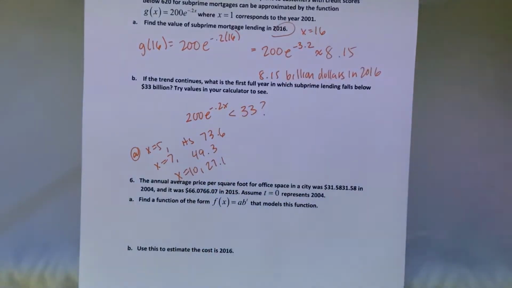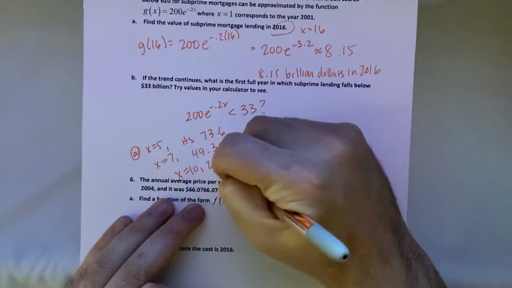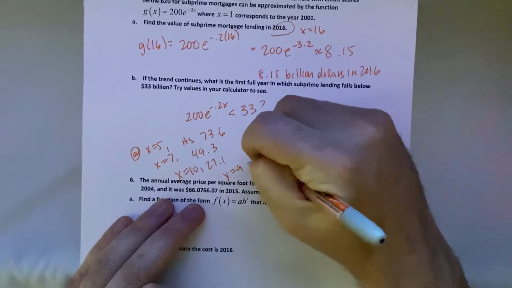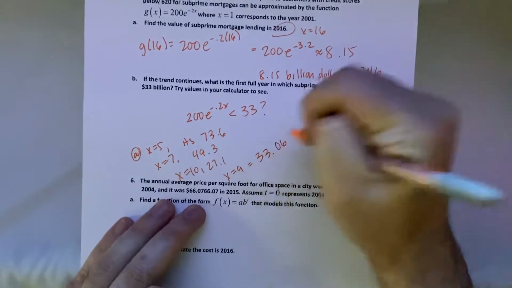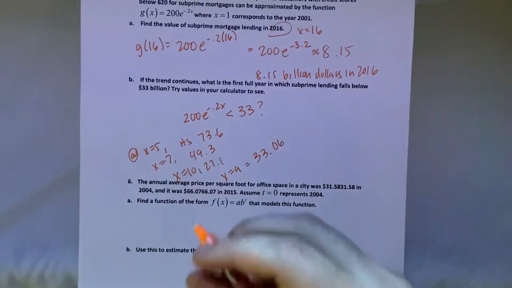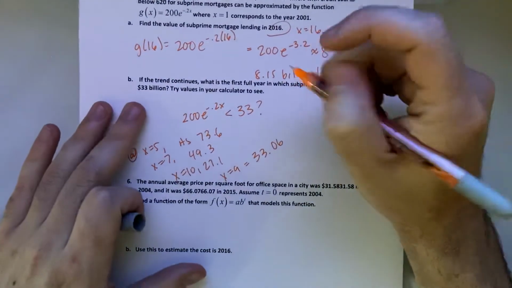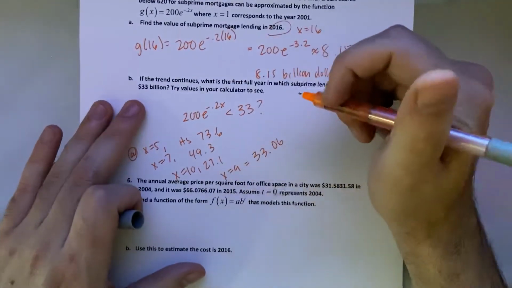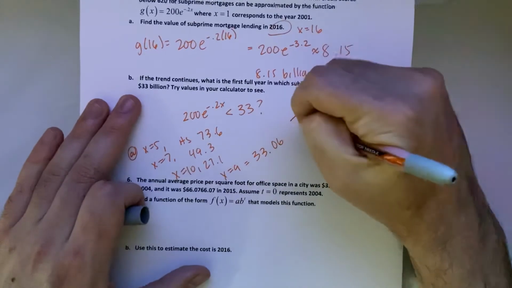We have to make sure there's not one that's before that. So let's try 9 and go back from there. Oh, x equals 9 is 33.06, which is not less than 33. So x equals 10 is the first one. So what does x equals 10 represent? It represents the year 2010.